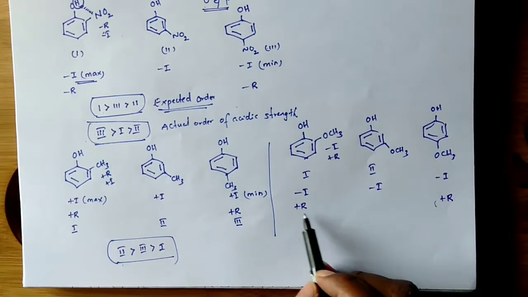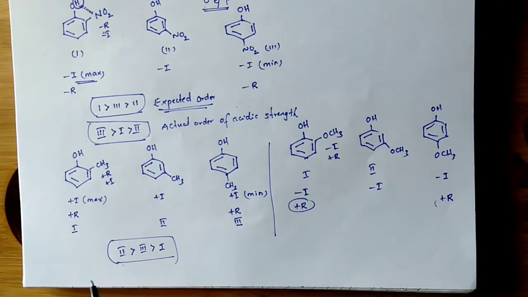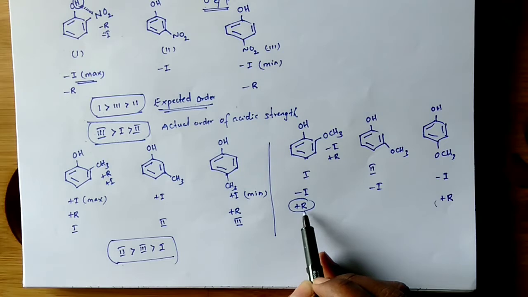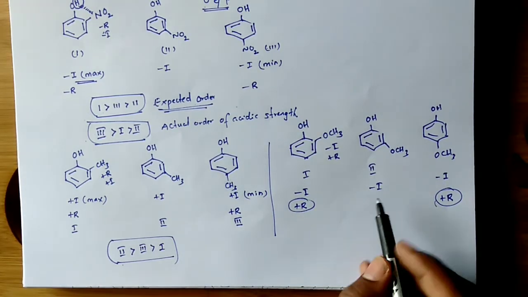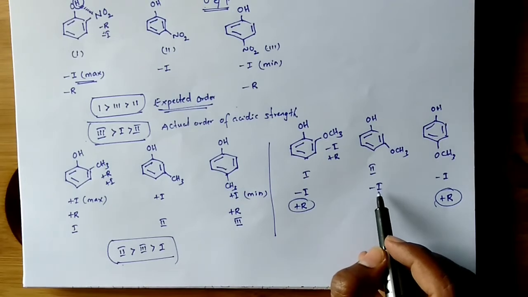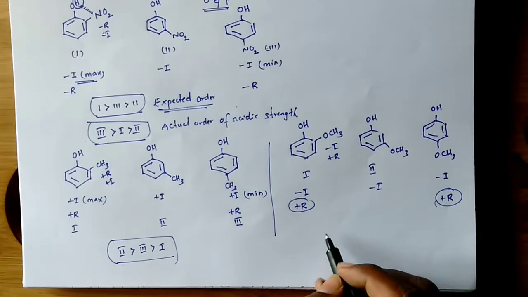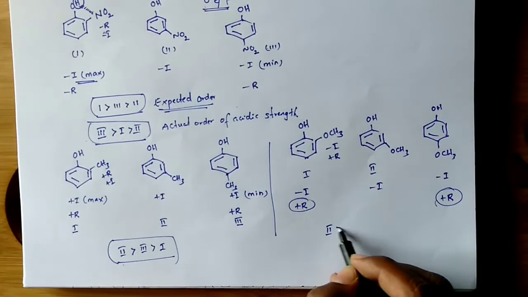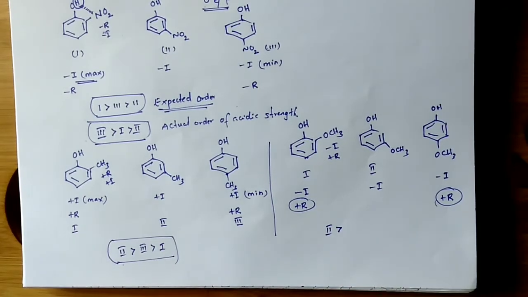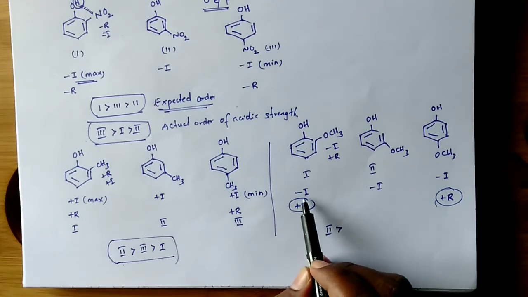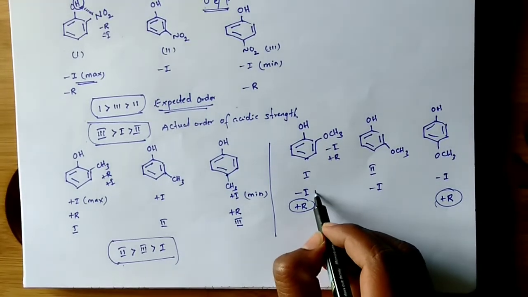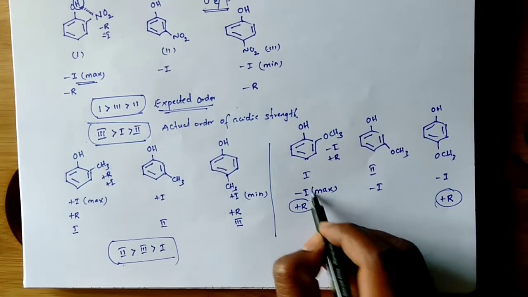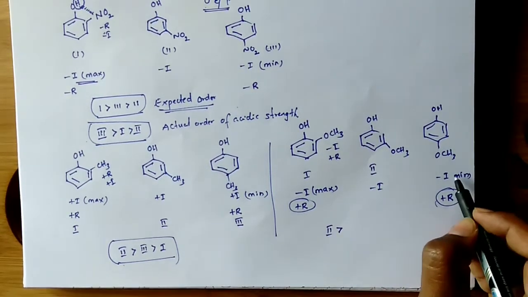Okay, here one negative effect means it is destabilizing, the resonance effect is destabilizing here. Here also the resonance effect is destabilizing, but there is no resonance effect, only the minus I effect there. So that second one must be the more acidic in nature. Now among these two, there are two common effects, minus I effect and plus R effect, but here minus I is maximum, here minus I minimum.